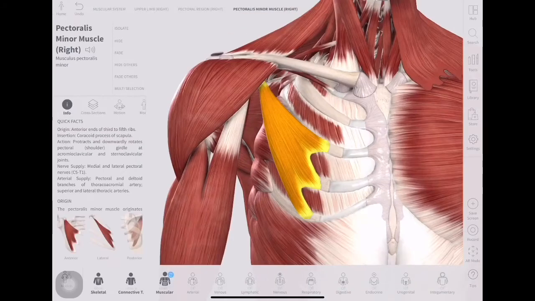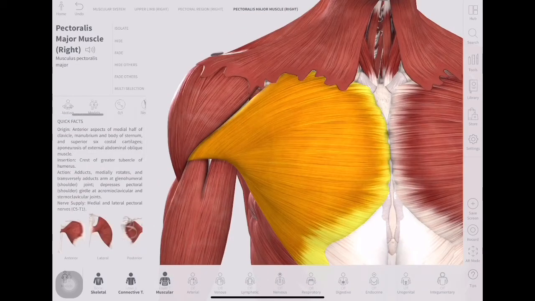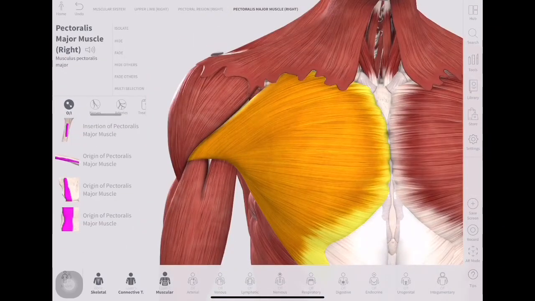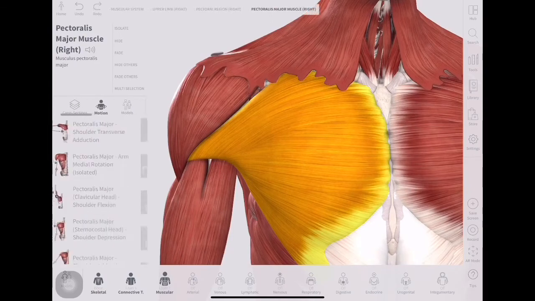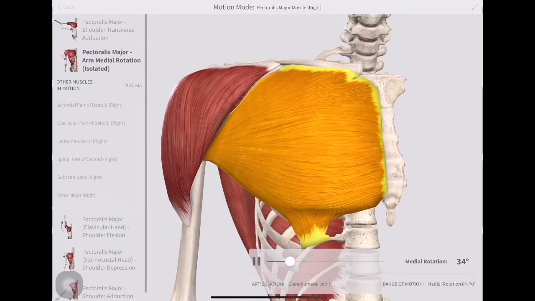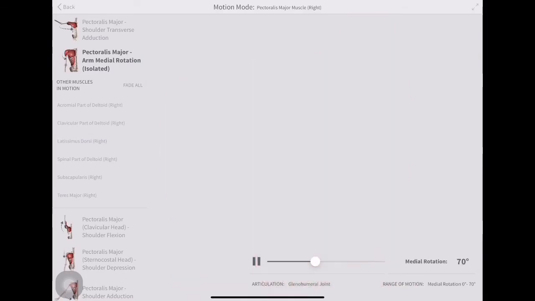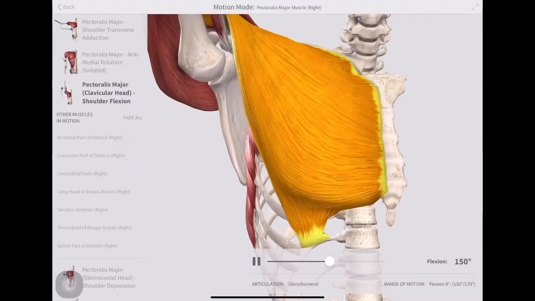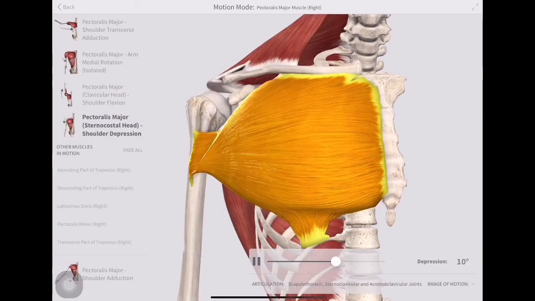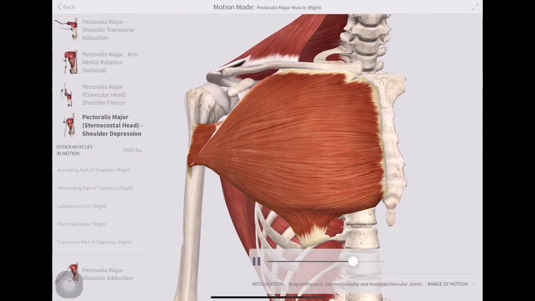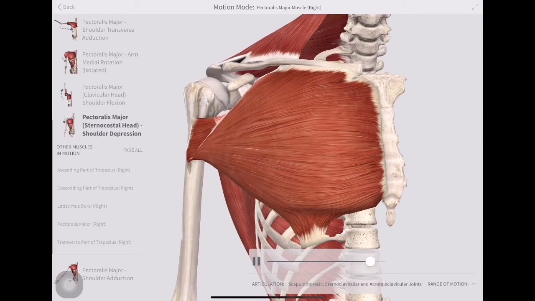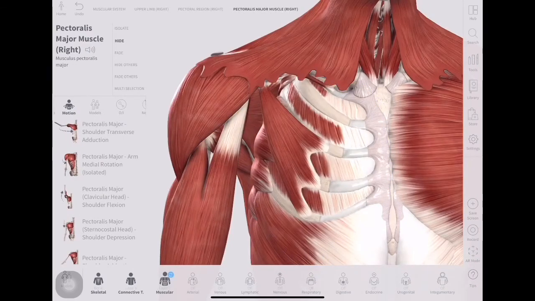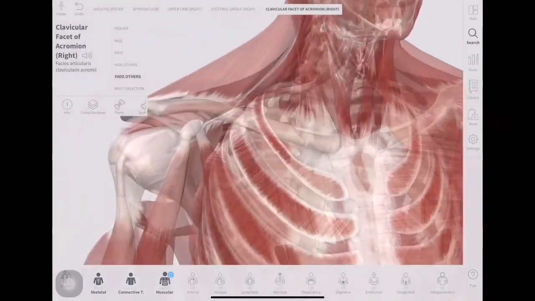The pectoralis major is innervated by two nerves, the lateral pectoral nerve and medial pectoral nerve. Its insertion is on the crest of the greater tubercle of the humerus. This muscle contributes to various motions of the upper limb that include medial rotation of the arm, shoulder flexion, shoulder depression, and shoulder adduction.